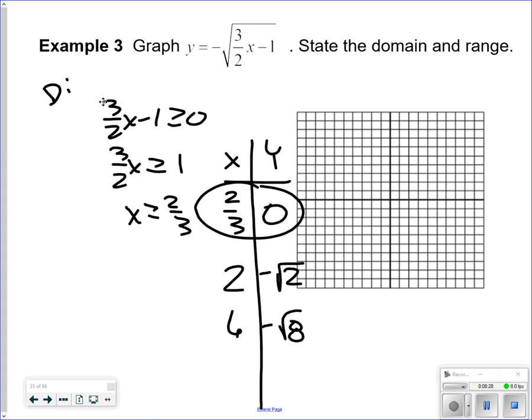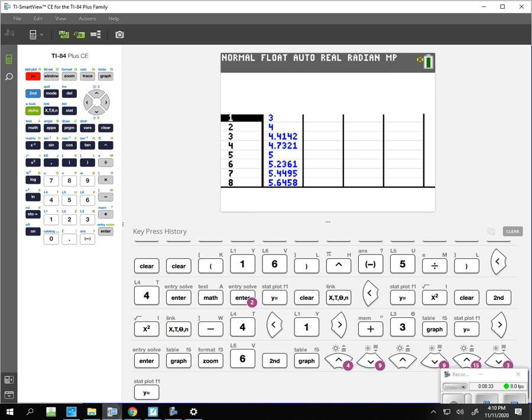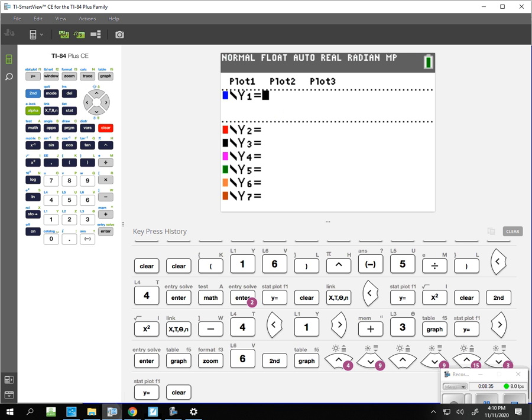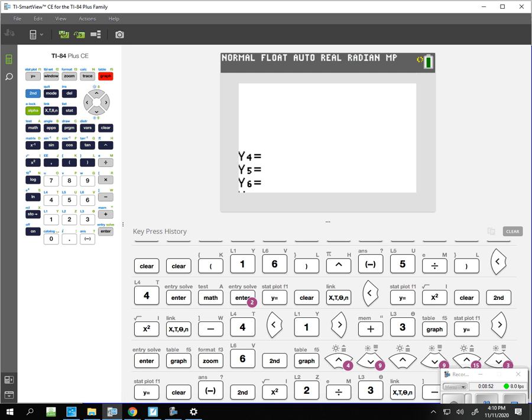But I'm going to go to the graphing calculator just to look at it. So I go to y equals, and I have a negative square root 2/3 x minus 1, and I hit graph.